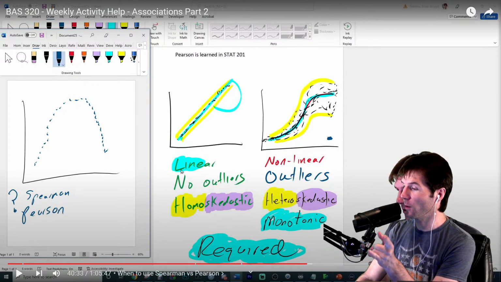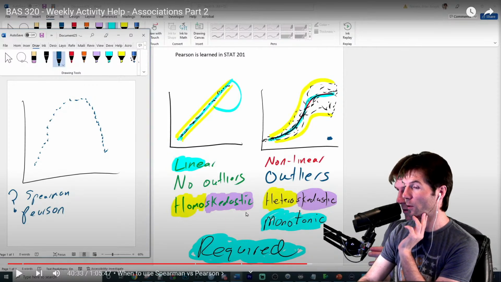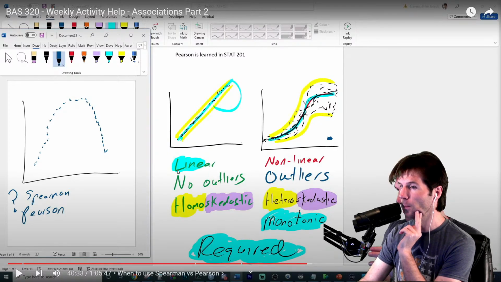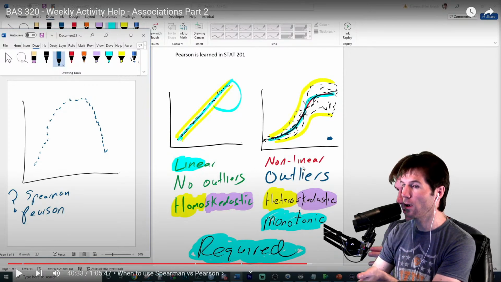So we say QQ, straight enough, no outliers in 201. And look, QQ, two quantitative variables, straight enough, no outliers, plot doesn't thicken. A little bit of 201 review. But when you think about what Spearman does, it's almost a response to what Pearson can't handle. Where Pearson is linear, Spearman can be nonlinear. Where Pearson has no outliers, or else it's going to be pulled towards the outliers, Spearman can handle the outliers.